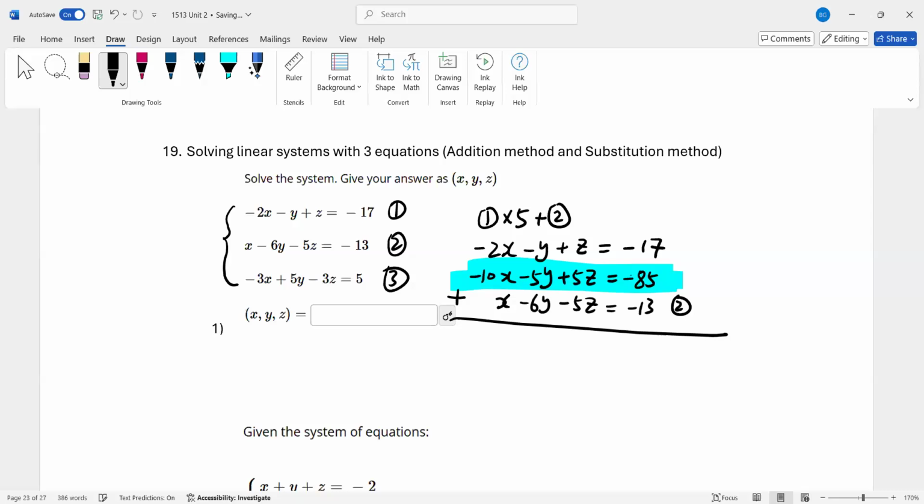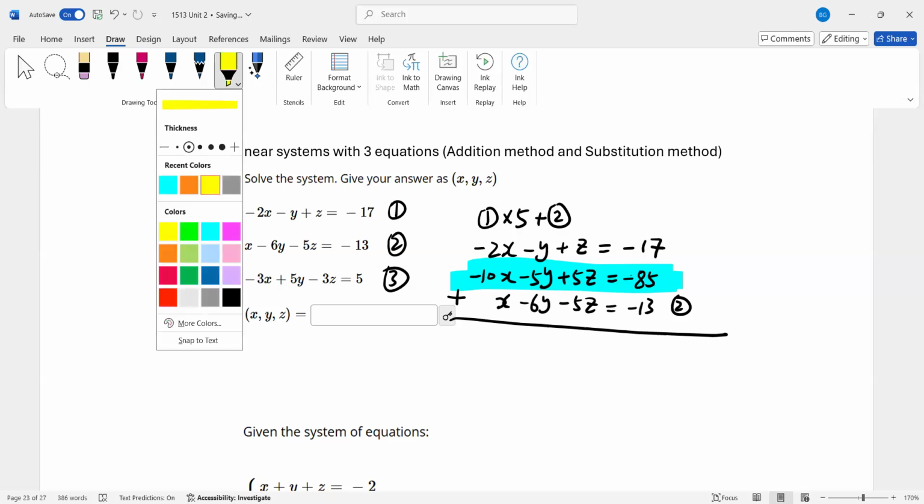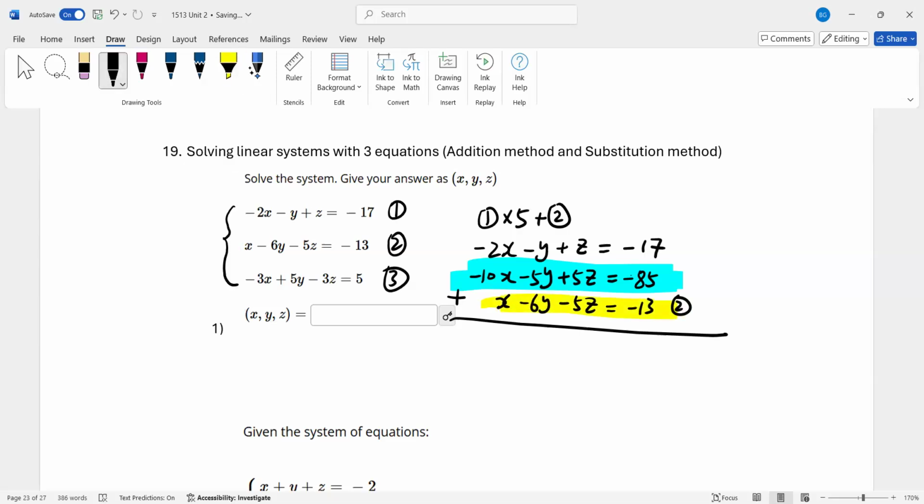All right? Let me use the color scheme. We are adding blue and yellow together, guys. So negative 10x plus x, negative 9x. Negative 5y, negative 6y, negative 11y. 5z minus 5z, cancel. That's what we want, right? Equals negative 85, negative 13, so negative 98. If I calculate anything wrong, please let me know. Negative 98. Okay, so I'm going to put that equation here.